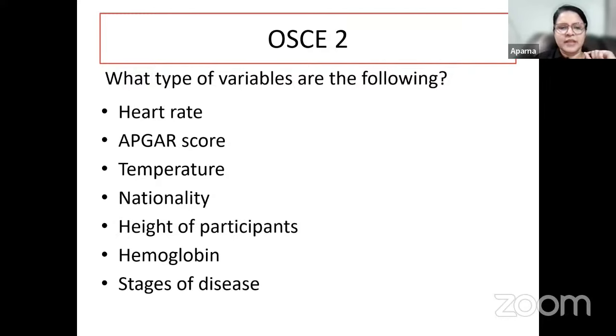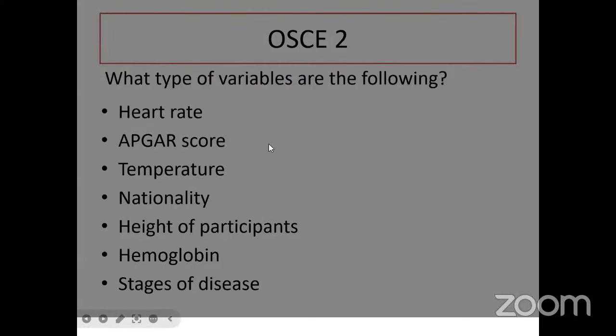So let's take the example of heart rate. What kind of a variable would it be? Is it a numerical or a categorical variable? Those of you who want to answer are free to answer in the YouTube chat box.